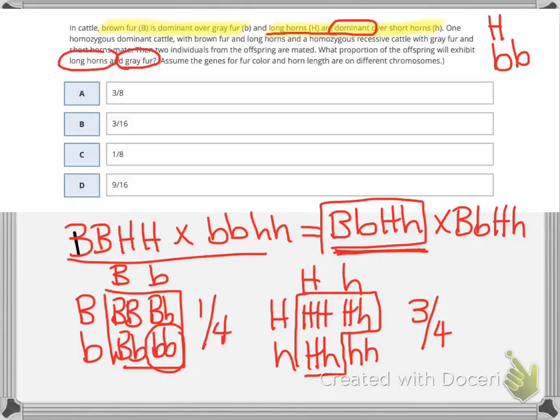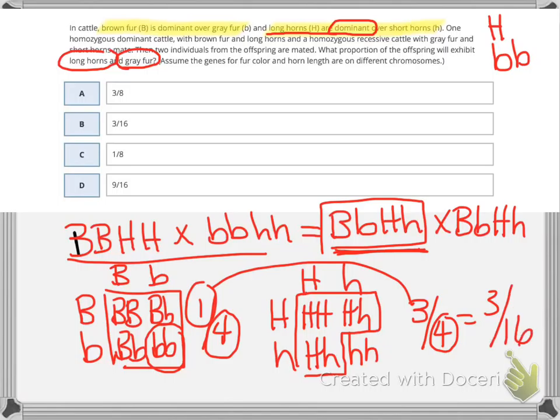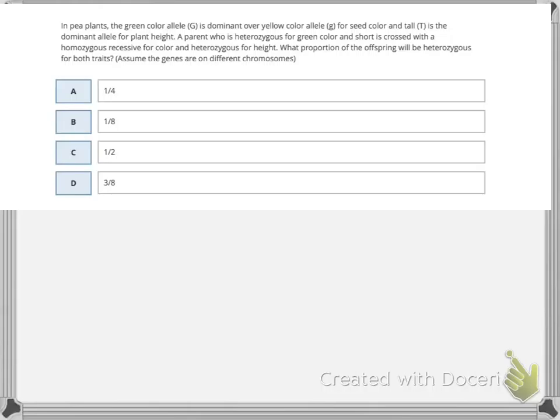These are separate events now occurring together. According to the laws of probability, I should multiply these two numbers together. So 1 times 3 gives me 3, and 4 times 4 gives me 16. My answer for this is letter B. It's going to be the same case where you're given the genotype of the parents, and then you need to figure out what the offspring will look like. Instead of doing the dihybrid, it's easier to do two separate Punnett squares and then multiply the probabilities together. So on to the next one.